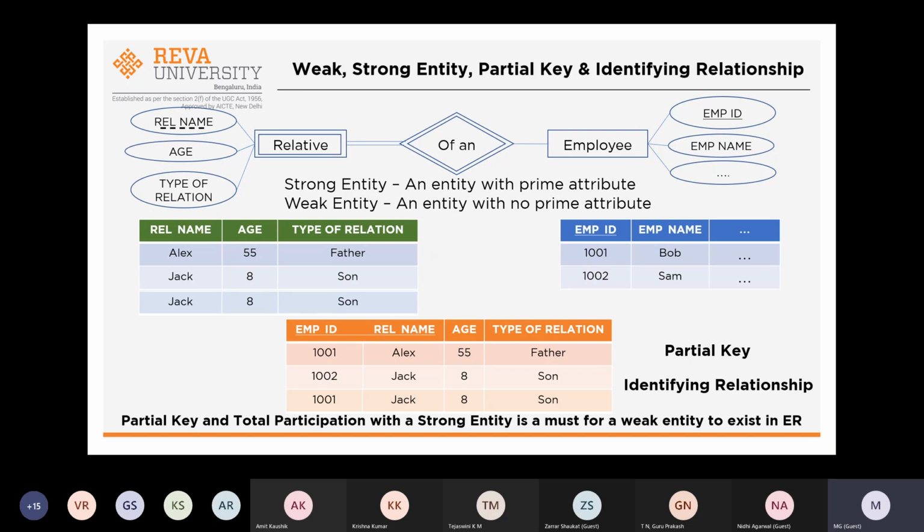Partial key presence as well as total participation of a weak entity with a strong entity is called an identifying relationship, represented by two diamond shapes. Weak entity is represented by two rectangles. Partial key is represented by dotted lines. Primary key, single underline.